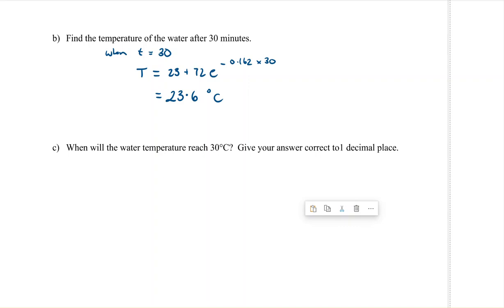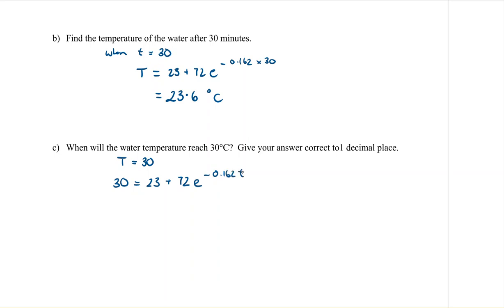Okay, part C. When will the water temperature reach 30 degrees? So that is asking me when will capital T equal 30? And it says give your answer correct to 1 decimal place. So into our equation, capital T is 30 equals, and we're using the same thing over and over again, you should have it memorized almost by now, 23 plus 72e to the minus 0.162t. And we're rearranging to get the t. Maybe I should let you have a try. Yes? All right, have a go. I won't talk, I'll just do mine.